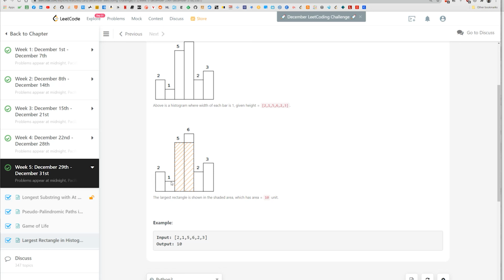For example, if you think of this one, 1 1 1 1 1 1, that's 1 2 3 4 5 6, so that's only 6 in area. If you look at this one, that's only 3, and if you include these two, then it gives you like 4. So you cannot find anything larger than this shadowed rectangle, and you are asked to return this area.